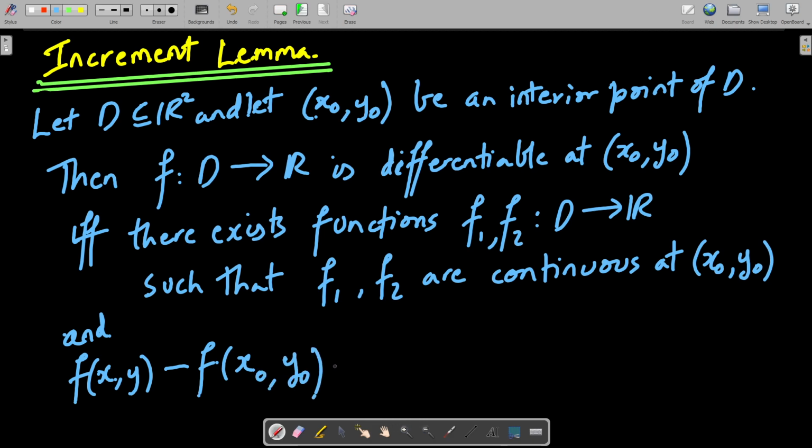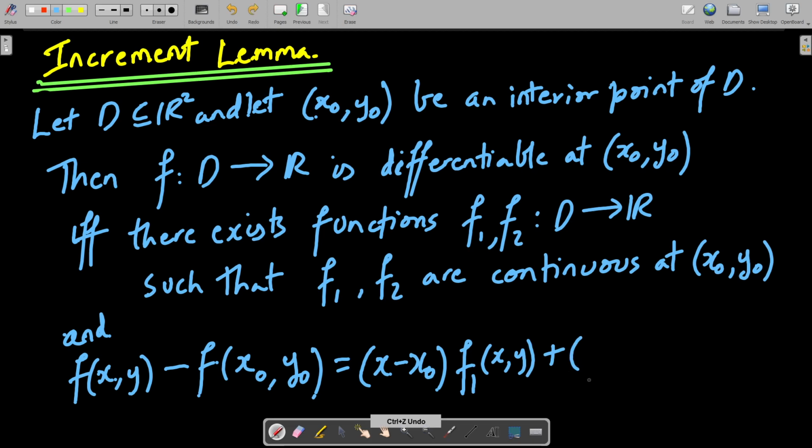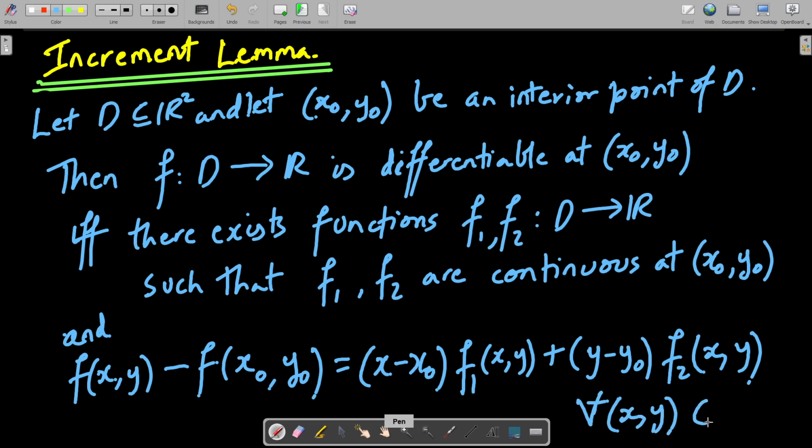This difference f of (x, y) minus f of (x naught, y naught) is equal to... Okay, same as last time, but since there are two variables now, we have added a term for the second variable, and this is true for all (x, y) belonging to D.